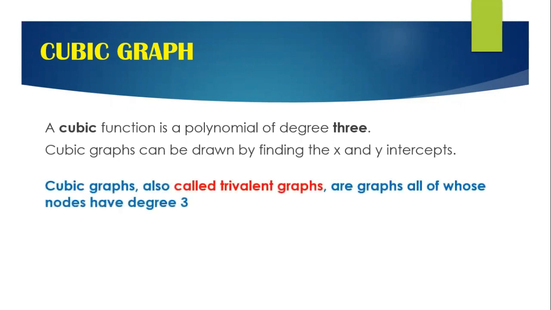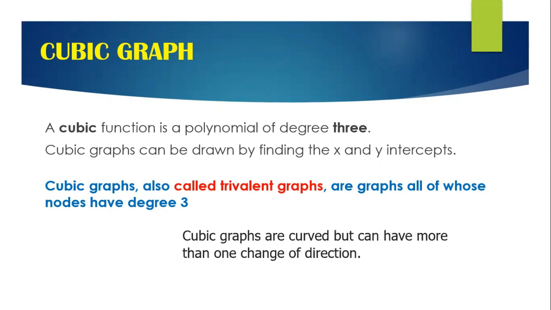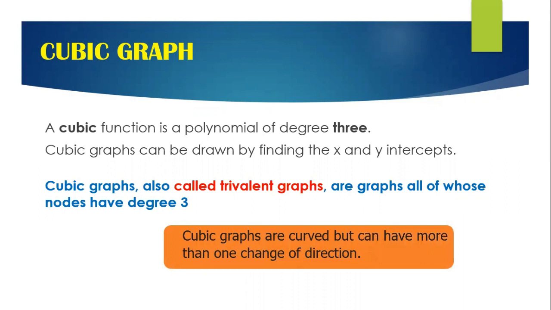Cubic graphs, also called trivalent graphs, are graphs whose nodes have degree 3. Cubic graphs are curved but can have more than one change of direction. Once again, cubic graphs are curved but can have more than one change of direction. Okay students, to understand more about the cubic graph, we are going to the next topic.